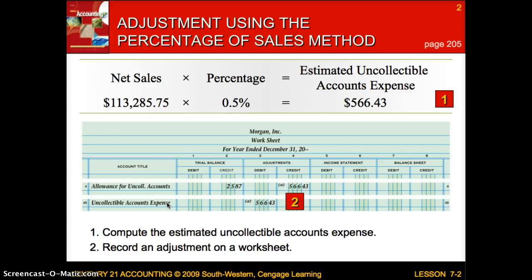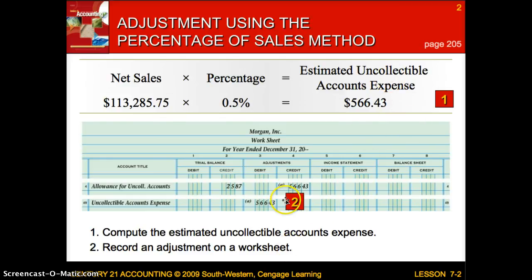So at the beginning of the fiscal period, we decide what percentage we are going to account for. So in this case, we've taken 0.5%. So we think 0.5% of our net sales will be uncollectible. So we'll take 113,285.75 and multiply that by 0.5% to get 566.43. So we think that at the end of that fiscal year, $566.43 will be uncollected.